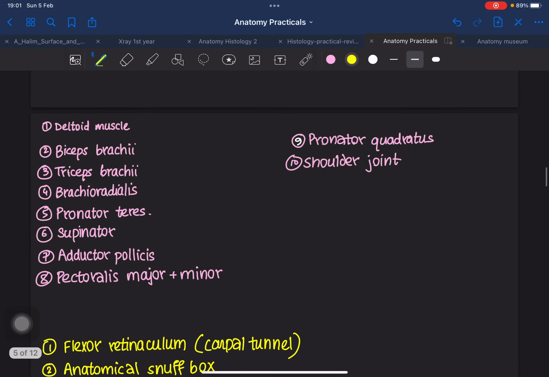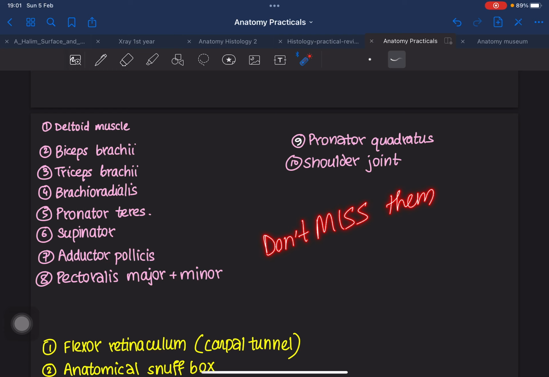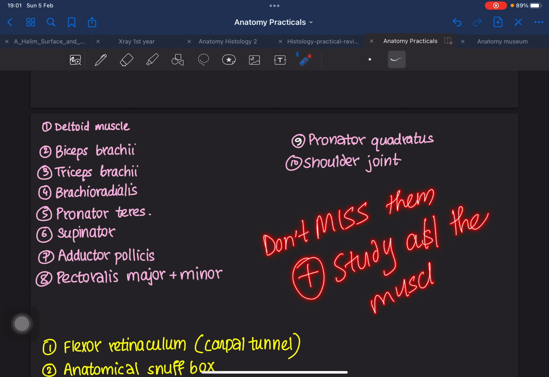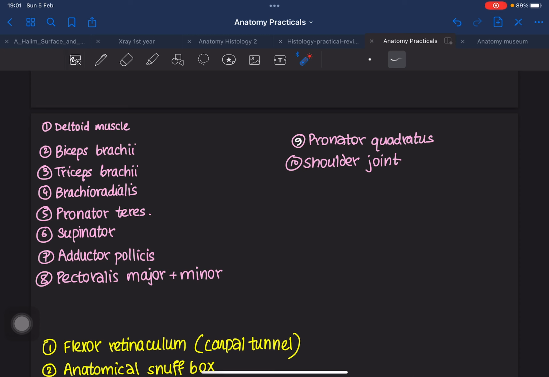Don't miss these things. All I am mentioning here is not to miss these points. Plus study all, study as much as you can. Study all the muscles, but don't miss these muscles. The first is the deltoid muscle. You could be asked to write about the origin, insertion, nerve supply, and function of the deltoid muscle. Deltoid, biceps brachii, triceps brachii, very important, all three.